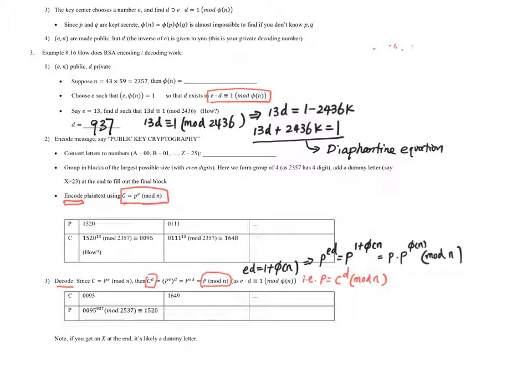So usually the next step, to encode 1520, we just compute 1520 raised to the power 13 mod the n, 2537, which is 95. Again, I'm going to skip that because this is much harder. If you know how to solve this, you should know how to do that.